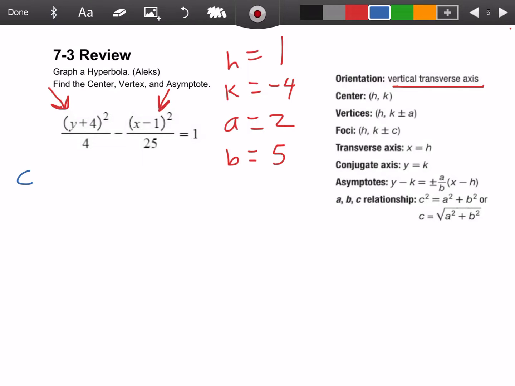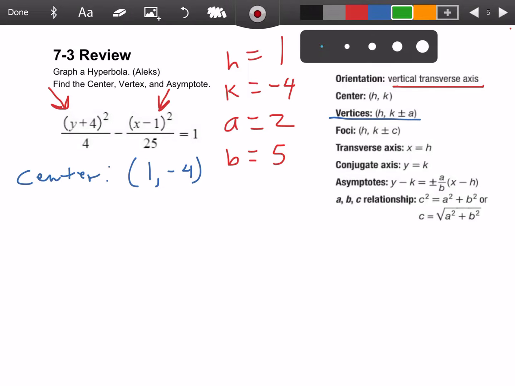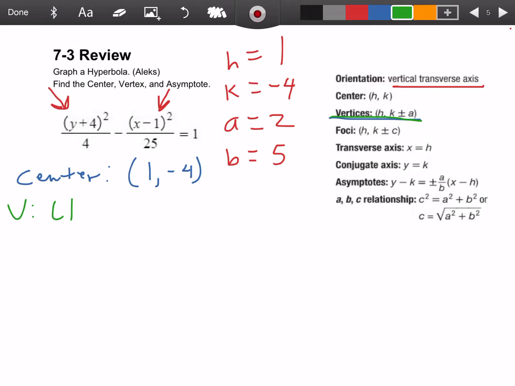So just to go through the different characteristics that we're going to need: the center. It's going to be (h, k), so that'd just be (1, -4). We're going to need one vertex. We're not going to need two, but we'll just go through and find one of them. So the vertex right there would be our h, which is 1, and then k plus a. So we would have -4 plus 2. So that would just be (1, -2) would be a vertex.